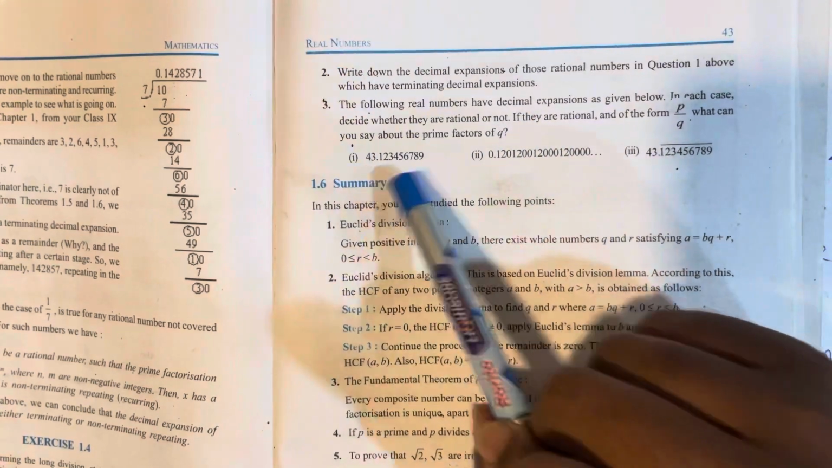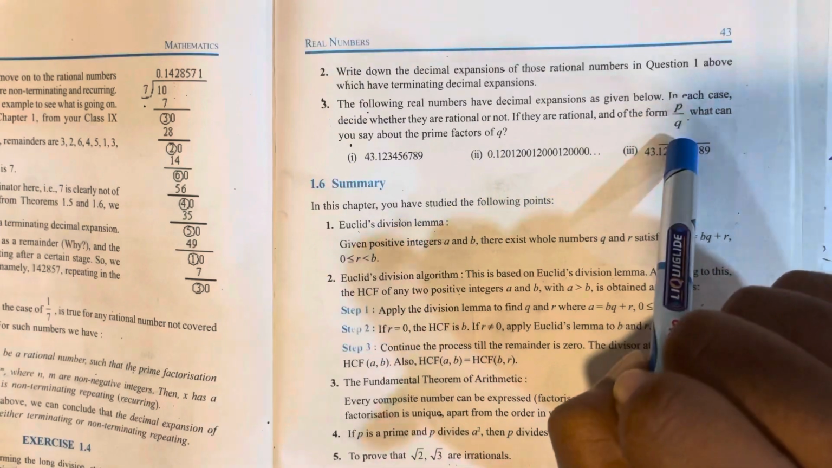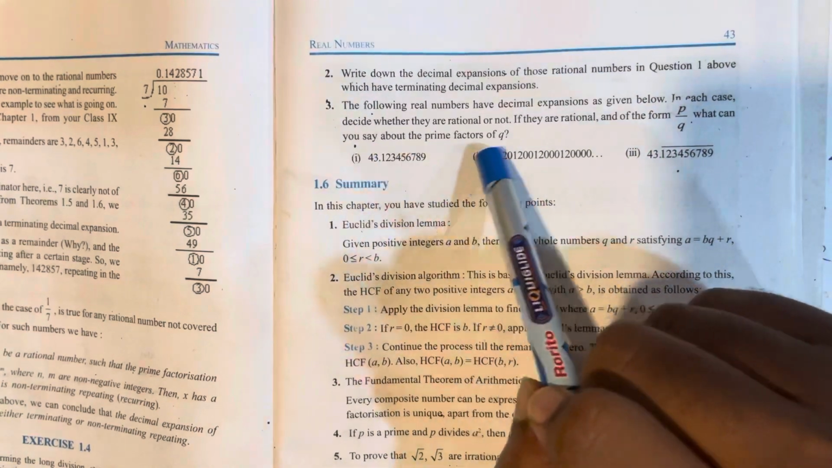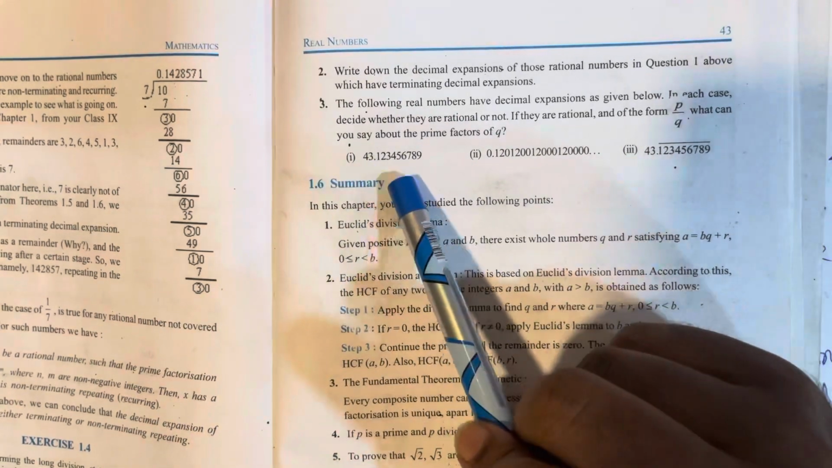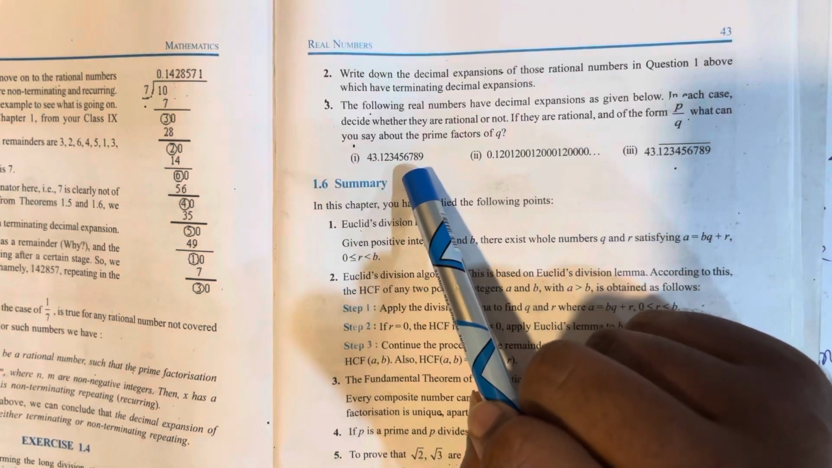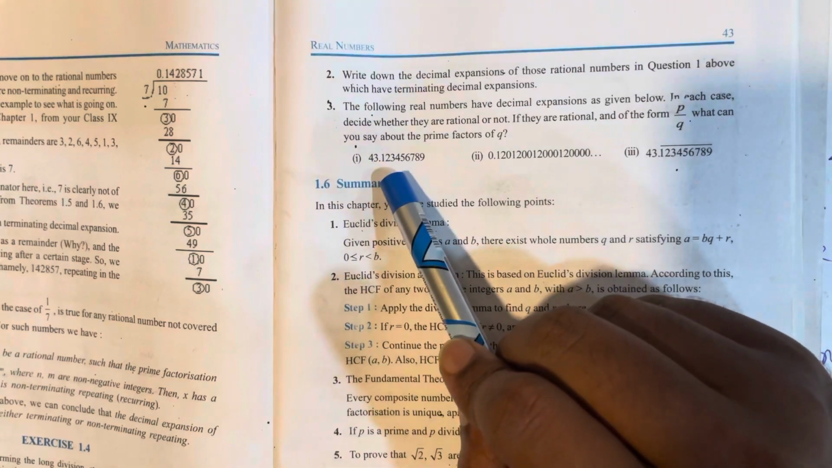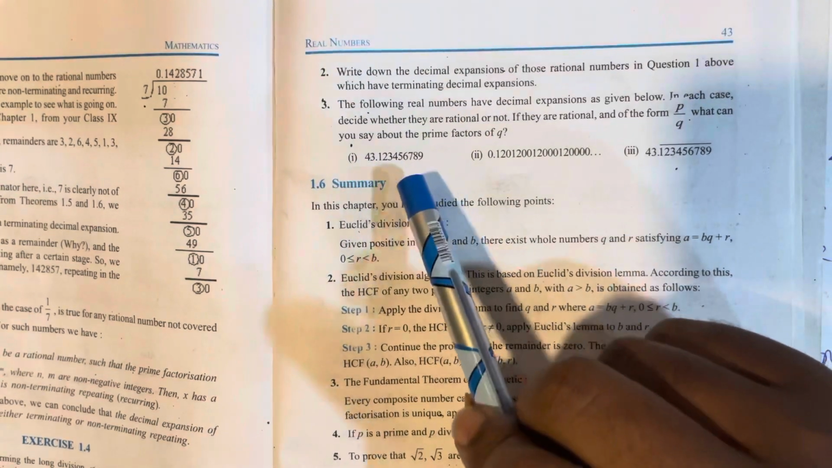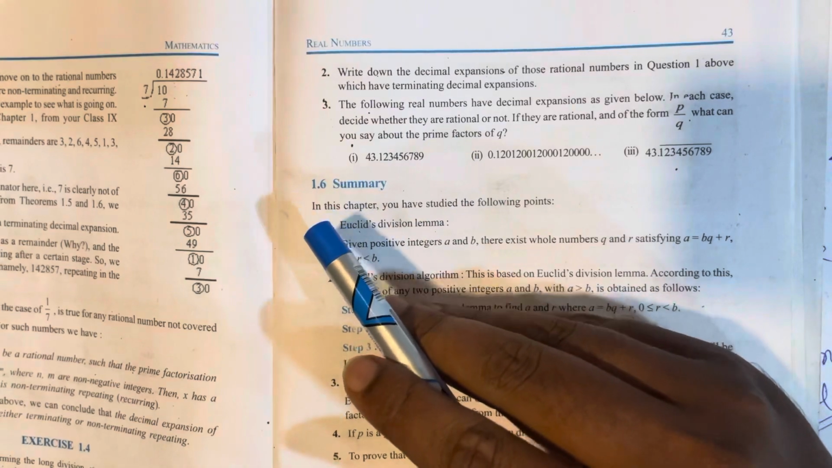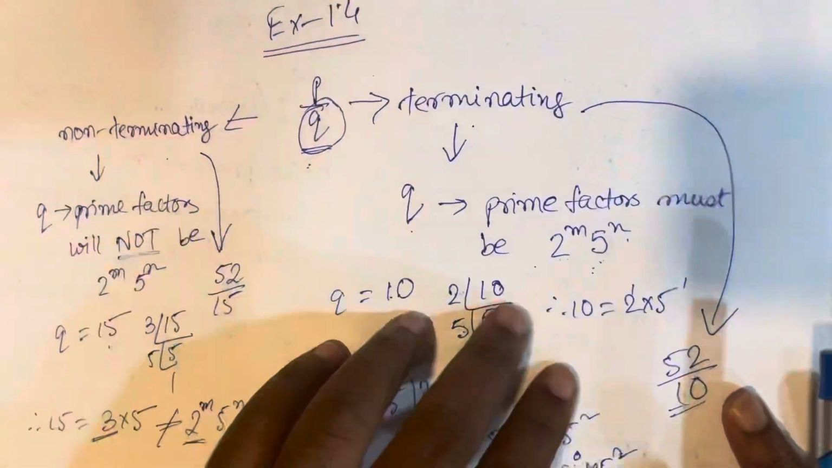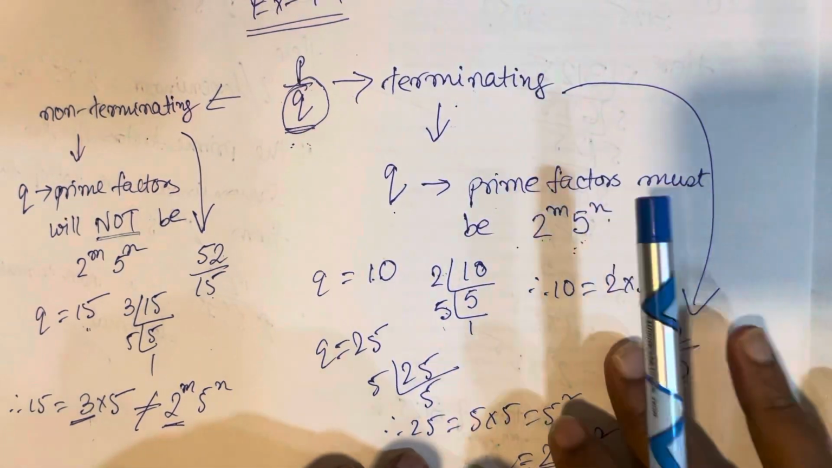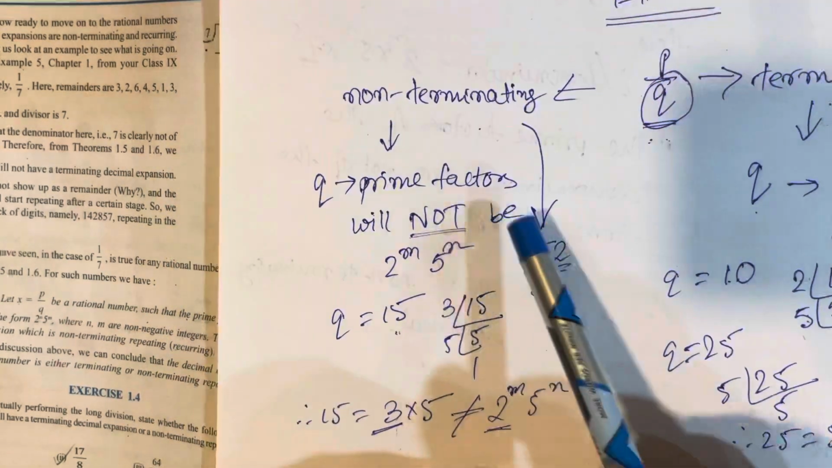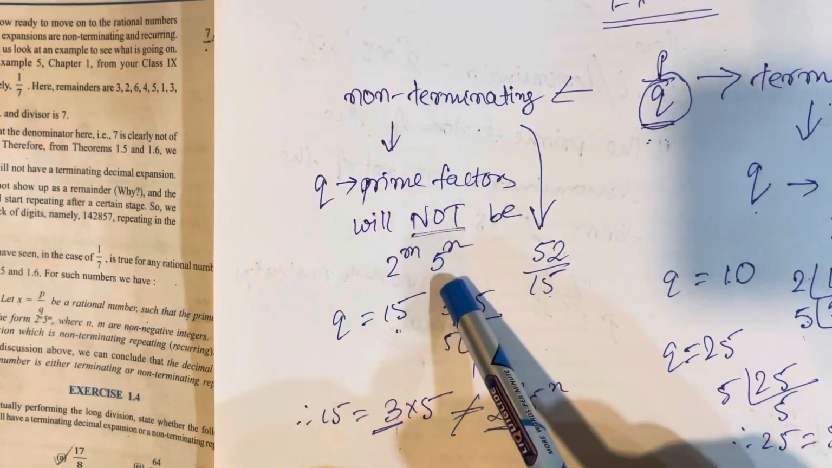If they are rational, like 1 and 3, and of the form p by q, what can you say about the prime factors of q? Okay, so let's look into this using the theorem that we have studied just now. Here this is a terminating decimal. As we have seen, if it is terminating, the prime factors will be of the form 2 to the power m into 5 to the power n. And if it is non-terminating, it is not of the form 2 to the power m into 5 to the power n.